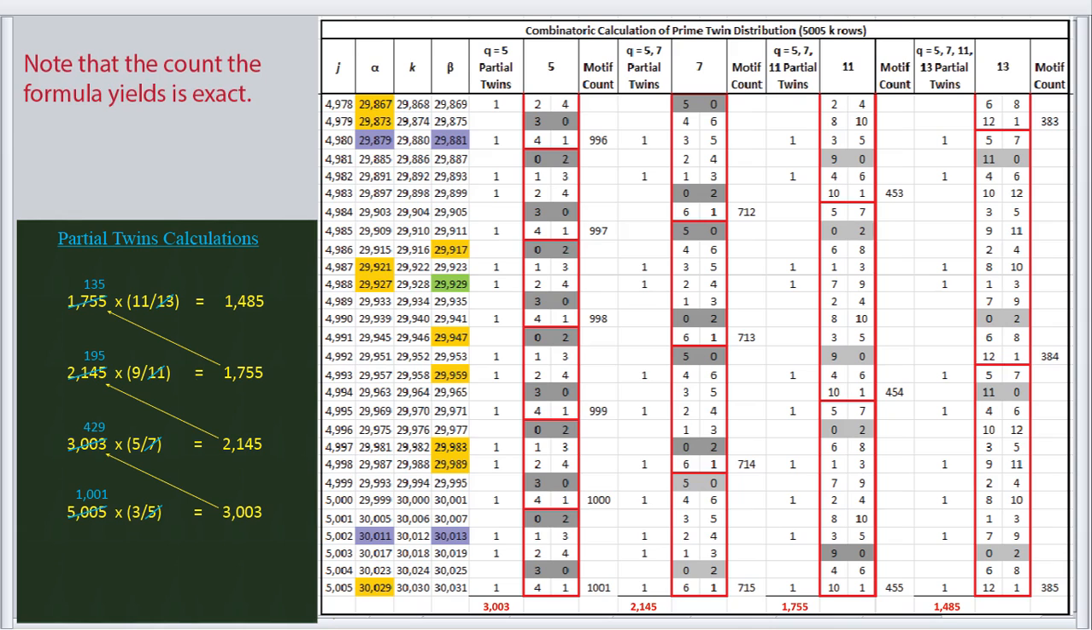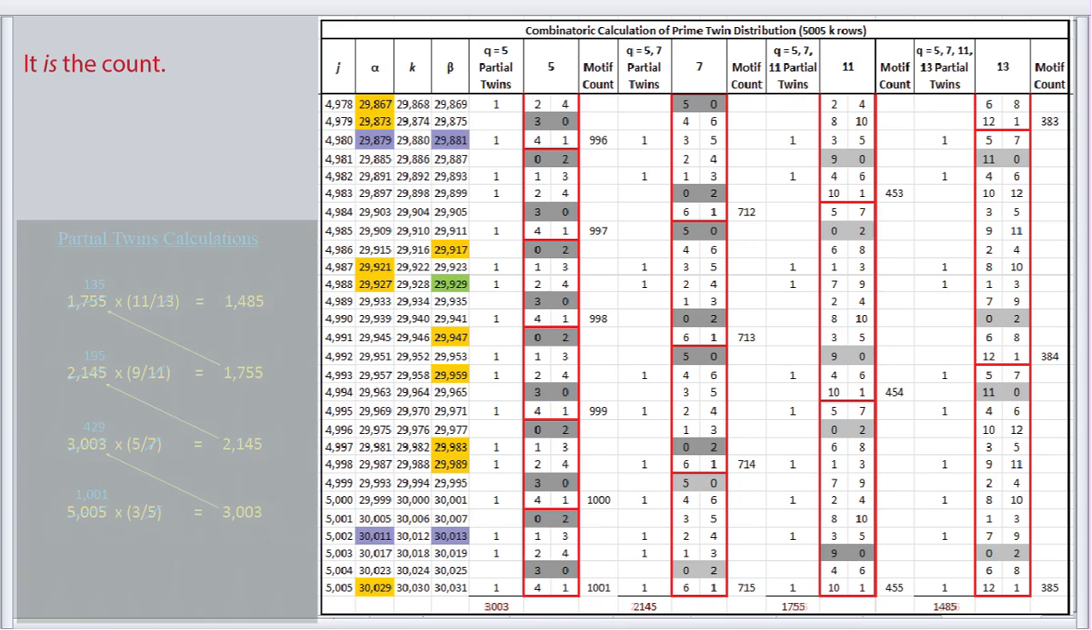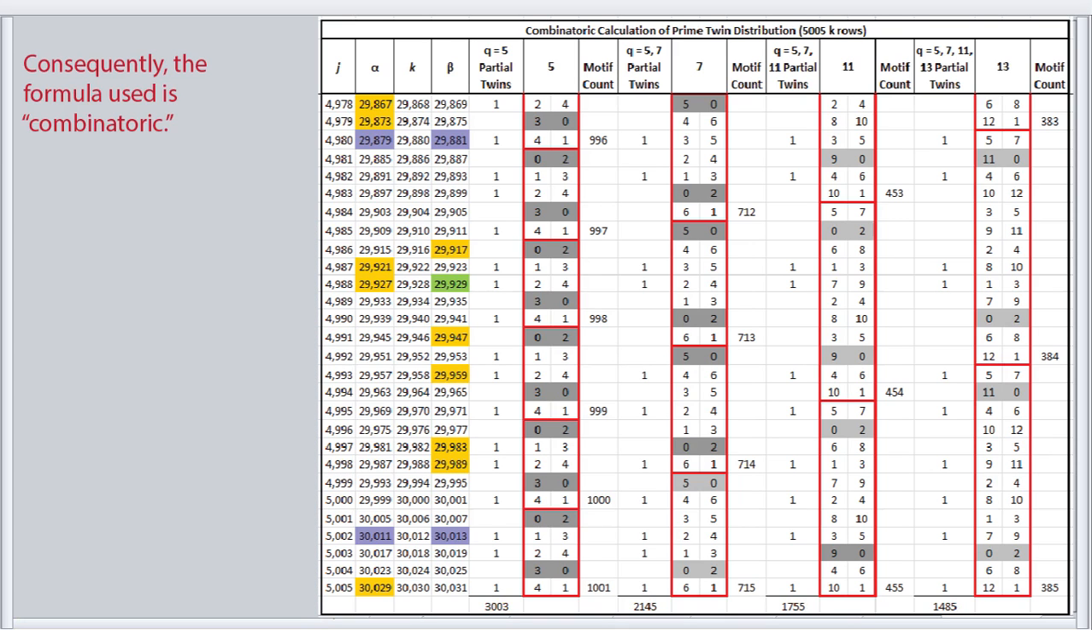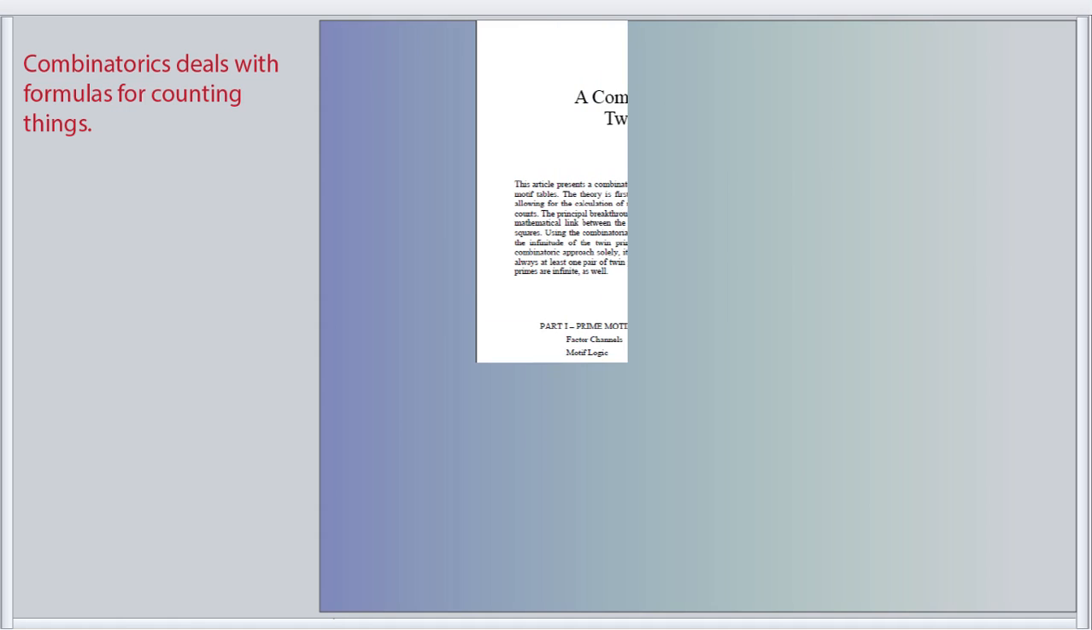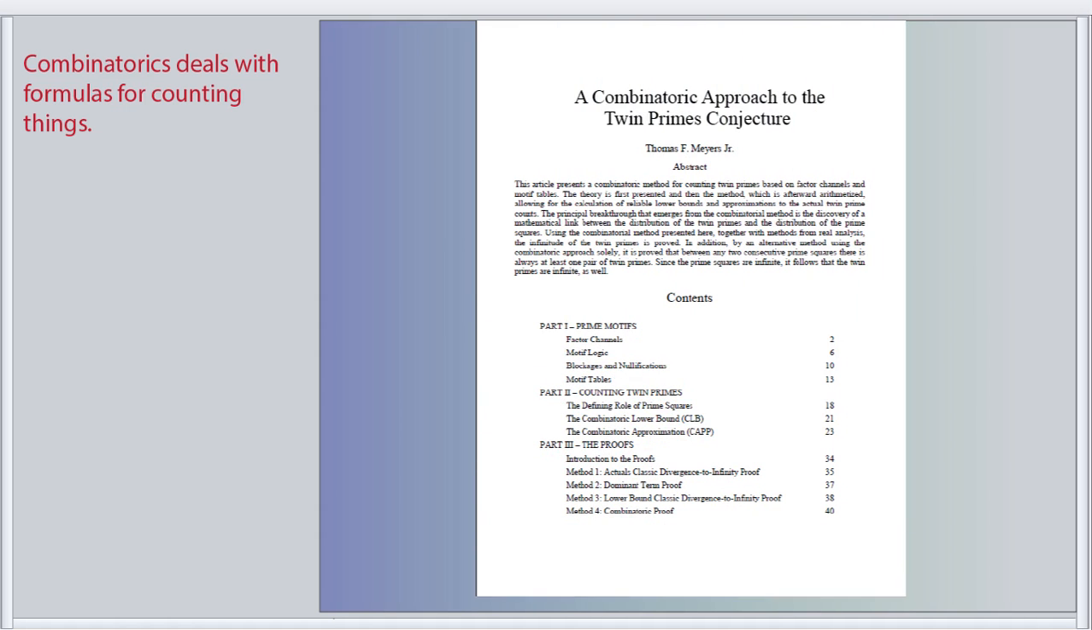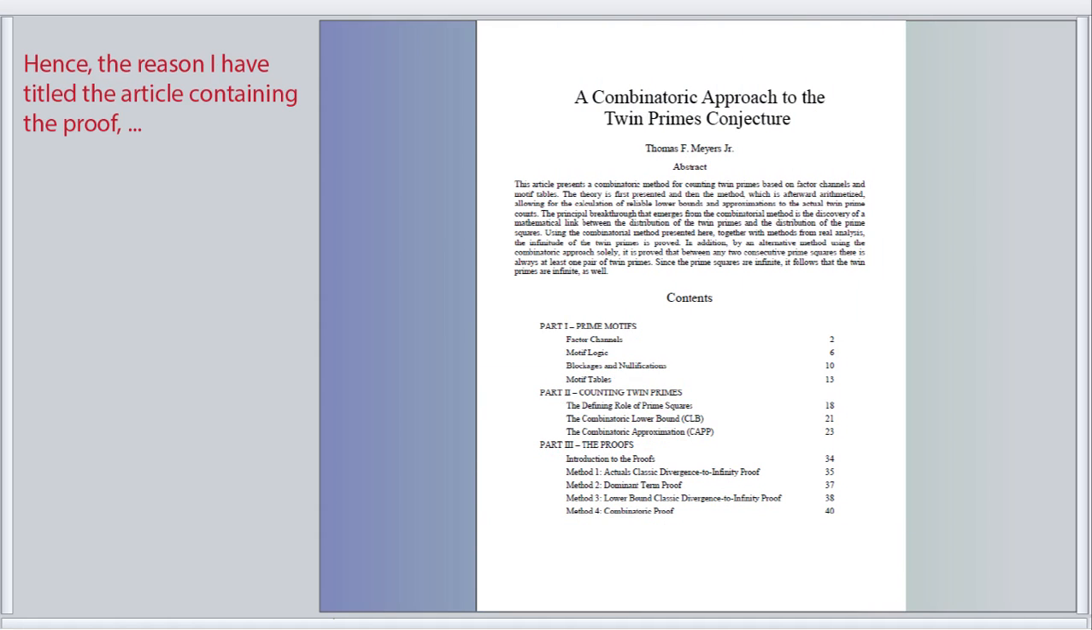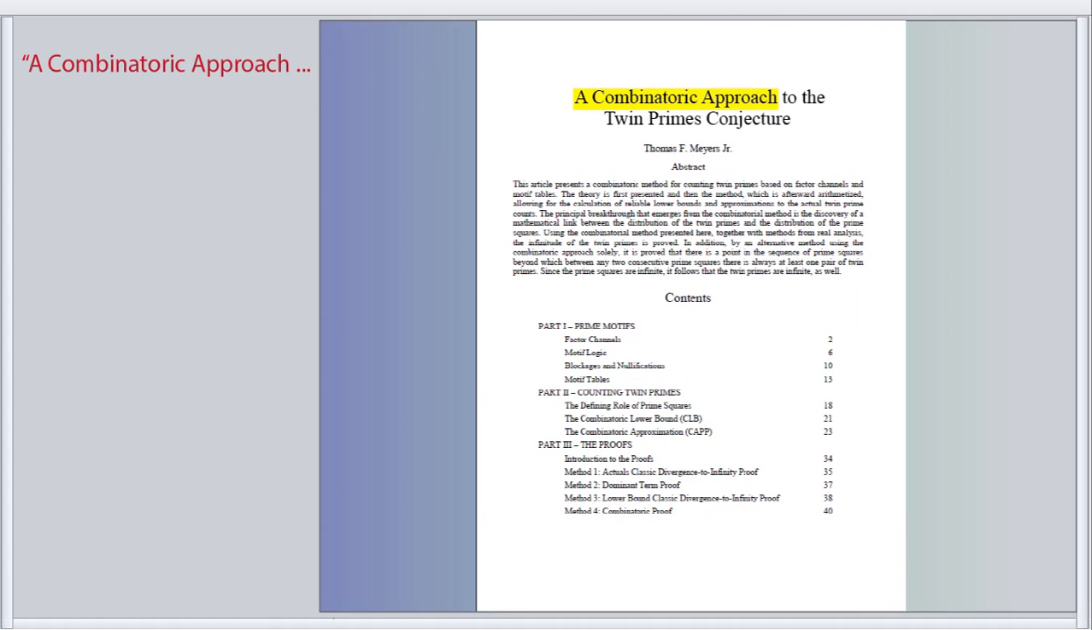Note that the count the formula yields is exact. It's not an estimate or approximation. It is the count. Consequently, the formula used is combinatoric. Combinatorics deals with formulas for counting things. Hence, the reason I have titled the article containing the proof, A Combinatoric Approach to the Twin Primes Conjecture.